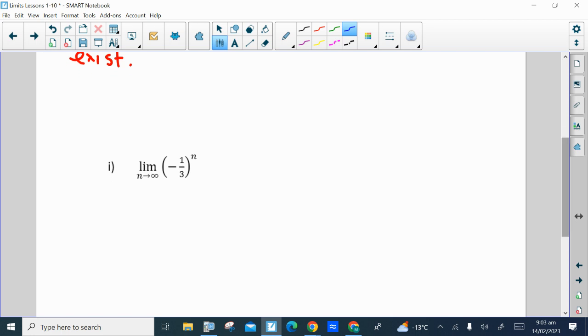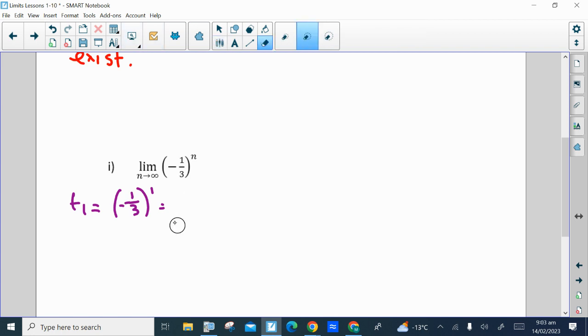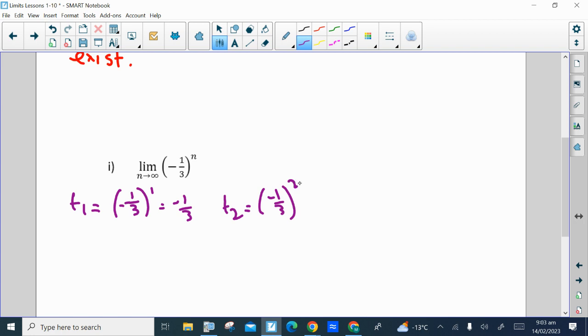Same thing with question L. The variable is the exponent. N is going to approach infinity, so negative 1/3 to the power 1 is negative 1/3. When n is 2, you're going to have negative 1/3 to the power 2, which is positive 1/9. When n is 3, you're going to have negative 1/3 to the power 3, which is negative 1 over 27.